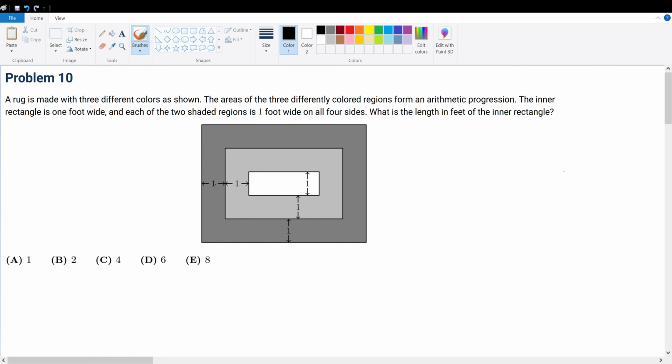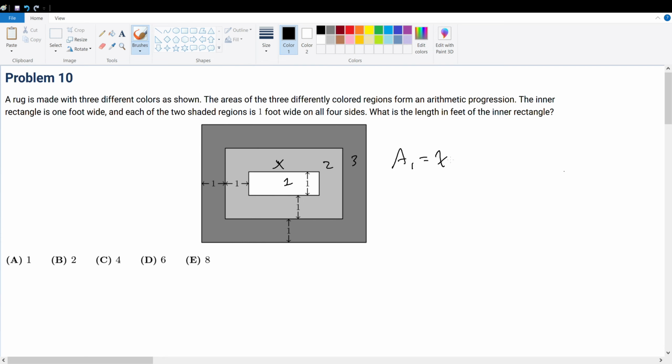So, if we are going to be doing this, then let us think about what we need to do first. We need to find the length, so let's assume that to be x. We know that the areas of the three different colored regions form an arithmetic progression, and so let's find the area of each region. I'll call this region 1, region 2, and region 3. The area of region 1 can be easily found, because that is no more than x, right?